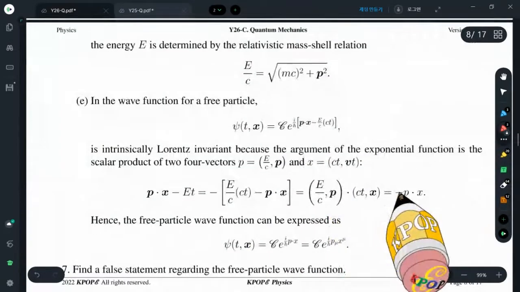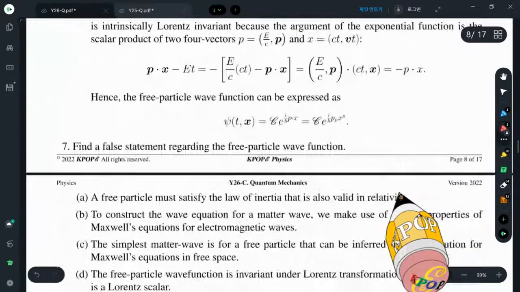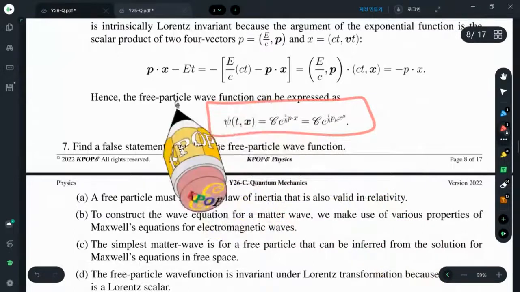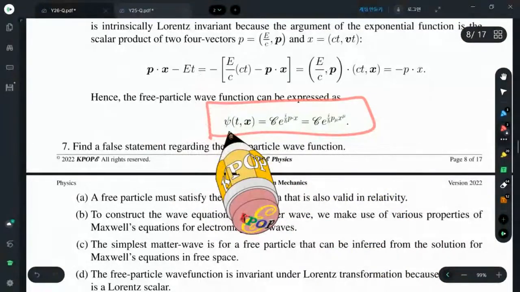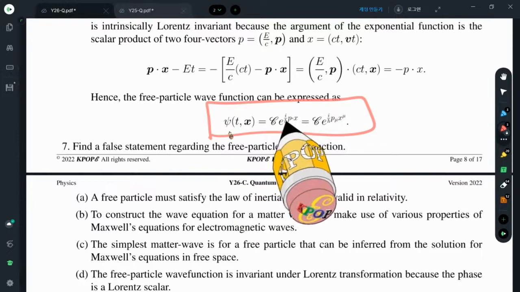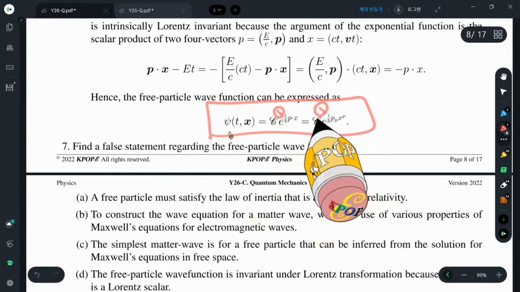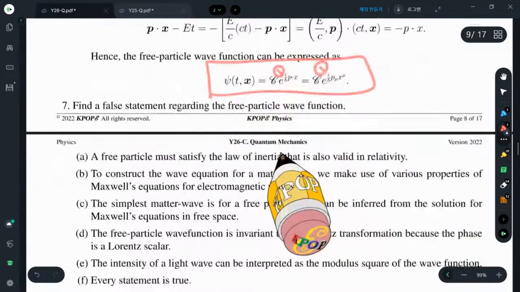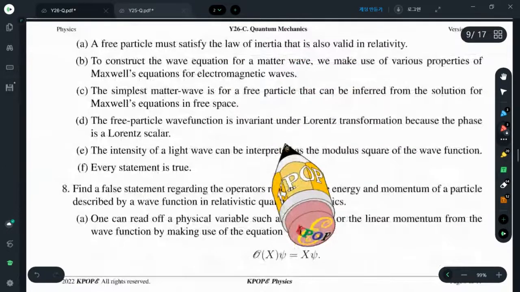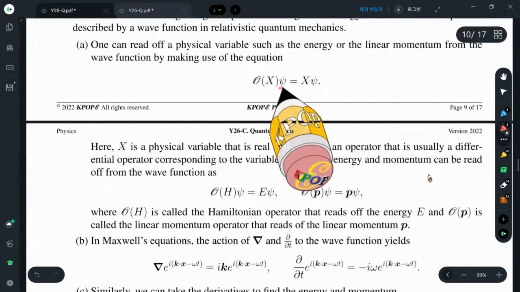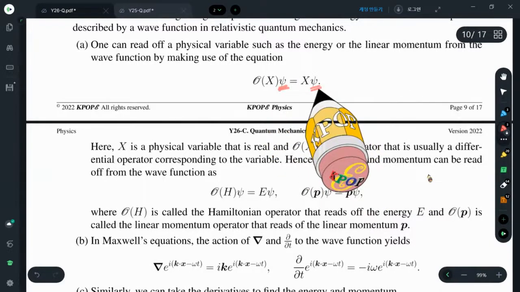So applying that idea, we were able to find that the wave function is an intrinsically completely relativistic expression. Okay, so there is a sign mistake. There should be a negative sign on both terms. This is a wave function.